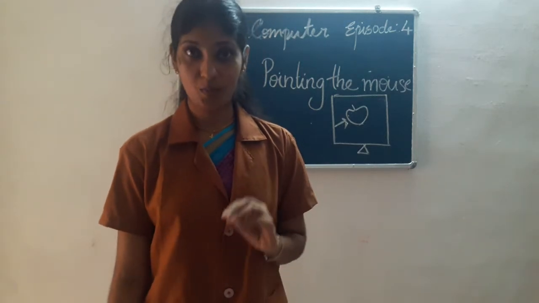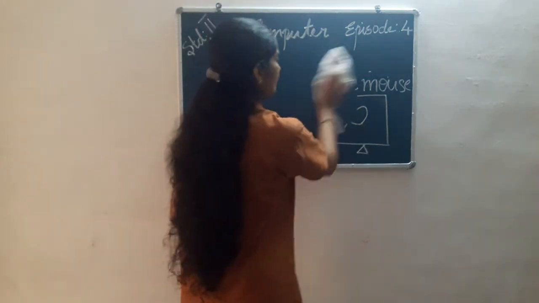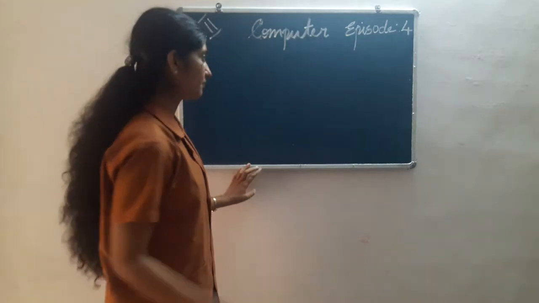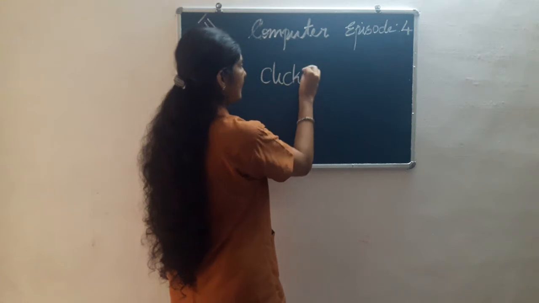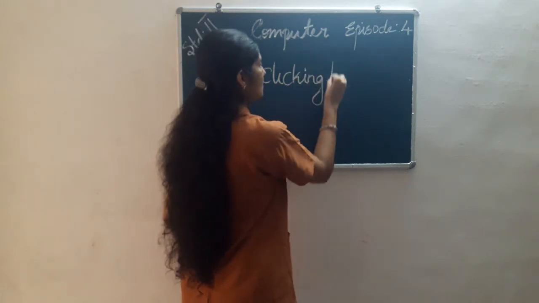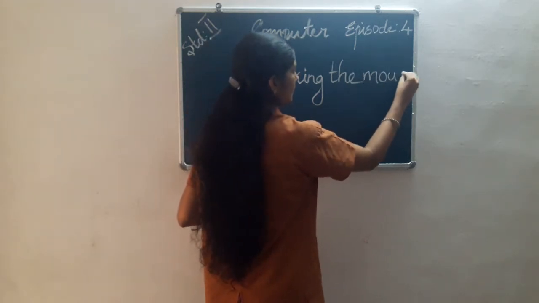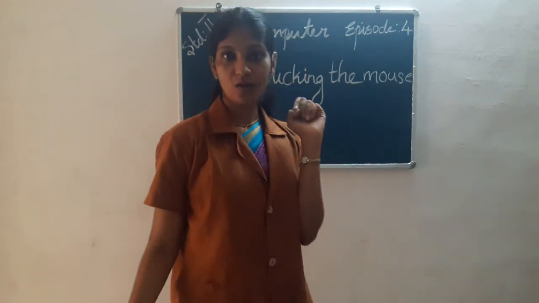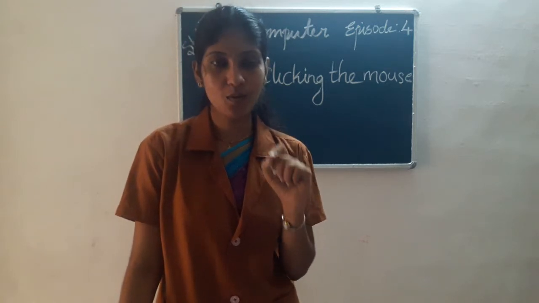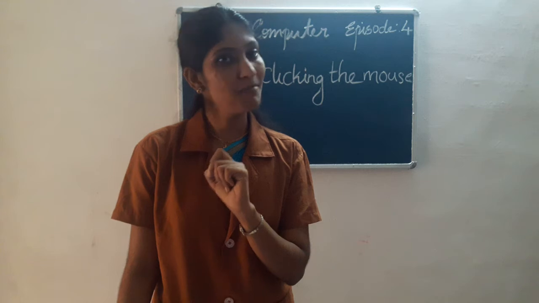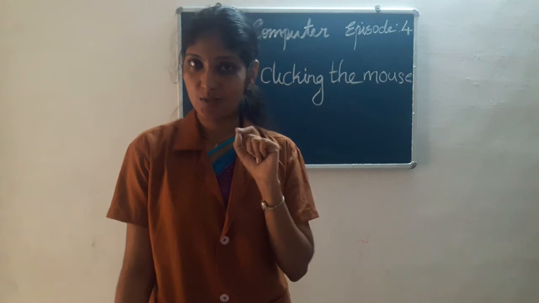Okay, so next is clicking the mouse. Here we are going to study how to click a mouse. We know there are two buttons on a mouse. So can you tell me what the two buttons are? They are the left button and the right button.